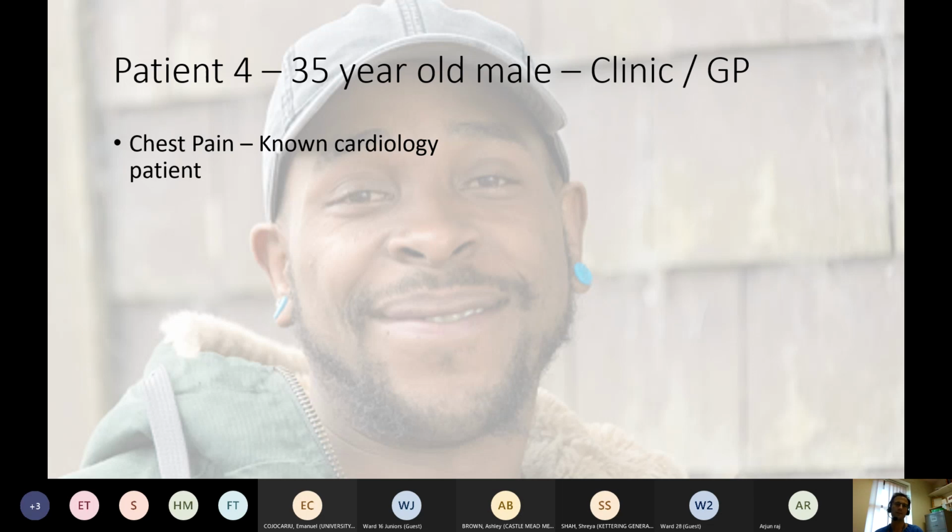So what questions are you going to ask the patient? I mean, we're going to ask them the usual chest pain questions, aren't we? But what are you looking for? What answers are you looking for? What are the most useful questions to ask the patient?